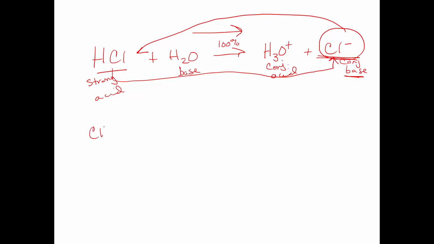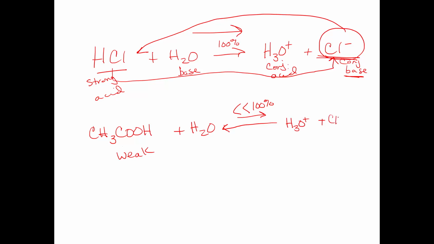If I have a weak acid like acetic acid, it's weak this time, and if you recall, it dissociates much less than 100%. So I'm going to get H3O plus and CH3COO minus, the acetate ion. This is my weak acid. If I have a weak acid, I'm going to have a strong conjugate base.